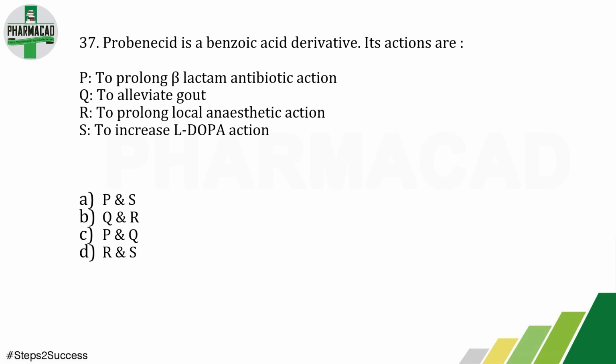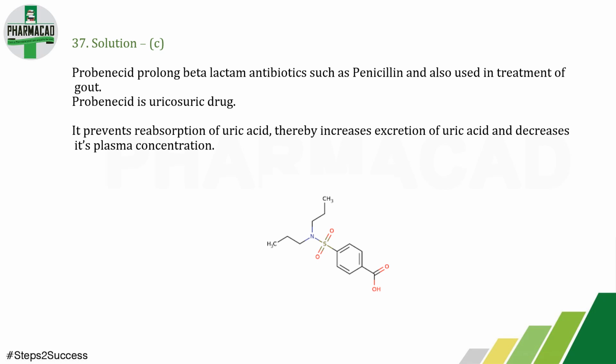Next question. Probenecid is a benzoic acid derivative and its actions are. P is to prolong the beta-lactam antibiotic action. Next, to alleviate gout, to prolong local anesthetic action, or to increase the L-DOPA action, that is levodopa. So which of the combination of the statements is true regarding probenecid? So we know that probenecid prolongs the beta-lactam antibiotics such as penicillin, and it is also used in the treatment of gout. Also probenecid, this is the structure, is a uricosuric drug. It prevents the reabsorption of uric acid.